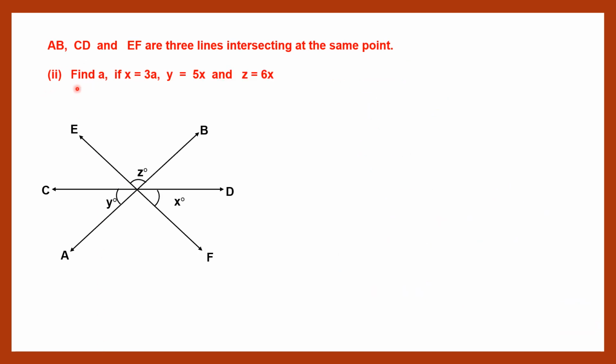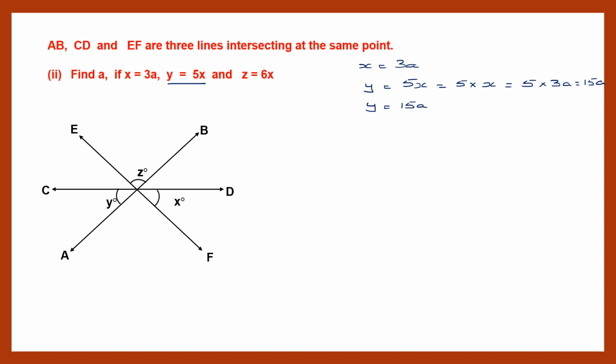The second part of the question is find a. If x is equal to 3a, y is equal to 5x and z is equal to 6x. So let's write that x is equal to 3a. Now y is equal to 5x. It's given here y is equal to 5x. That means 5 into x, which is 5 into, what is the value of x? 3a. So 5 3s are 15, 15a. So now we found the value of y to be 15a.